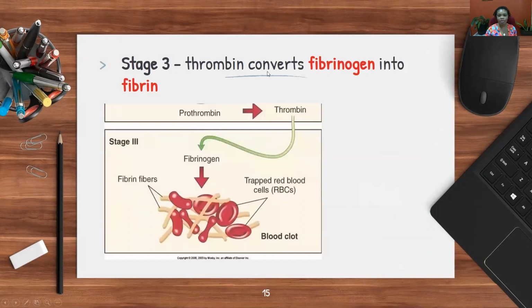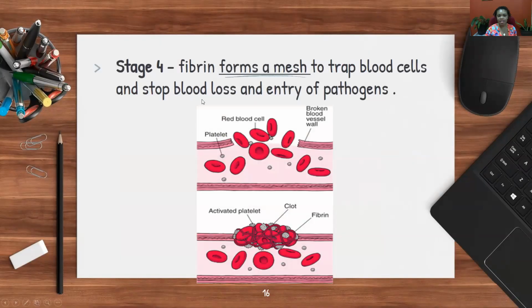Stage 3, the thrombin then converts fibrinogen into fibrin. And stage 4, fibrin is what now forms a mesh to trap the blood cells and stop blood loss and entry of pathogens. So the two reasons, our main purpose for blood clotting, is to stop blood loss and prevent the entry of pathogens. And it's formed in those 4 stages.